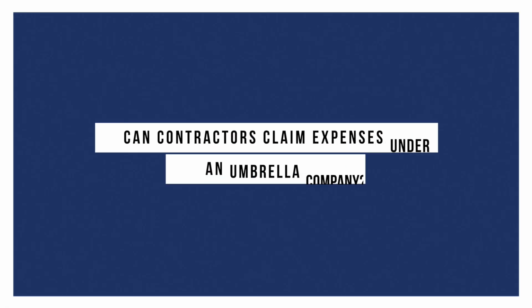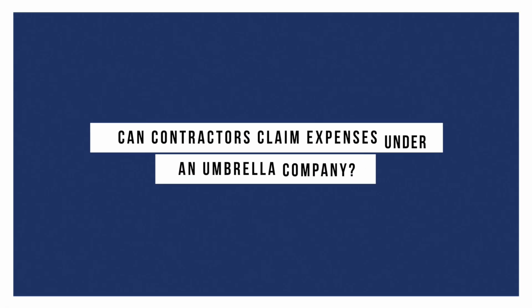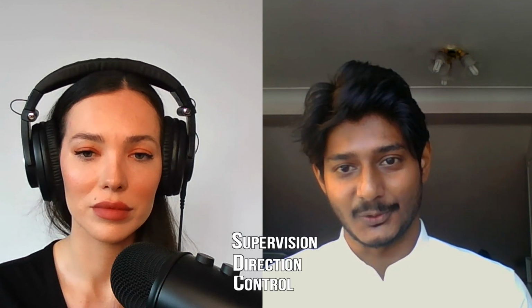Now let's talk about expenses. Is it still possible to claim expenses when you're inside an umbrella? How does it work? So back in 2016, HMRC introduced a rule called SDC. What SDC stands for is supervision, direction, and control. So if you're affected by supervision, direction, and control from your end client, you can't claim any expenses. This actually correlates the clauses with IR35 as well. Supervision, direction, and control are three major clauses that are used to evaluate whether you're inside or outside IR35 as well. If you're affected by any of these clauses, you can't claim any expenses.